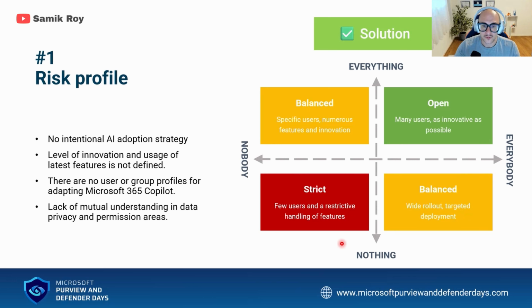And the third and most restrictive profile is the strict profile. So we have just a few users and groups that have access to Copilot and restrictive handling of features. Each feature has to undergo some compliance controls, has to undergo some analysis before it can be deployed to users. So it depends on which branch or in which area your organization is in.